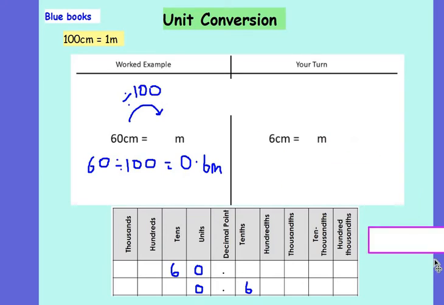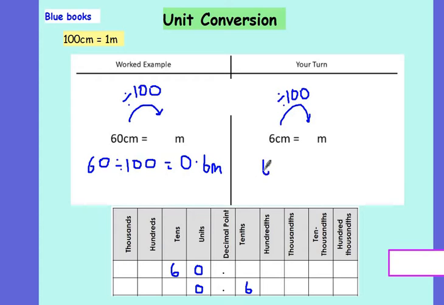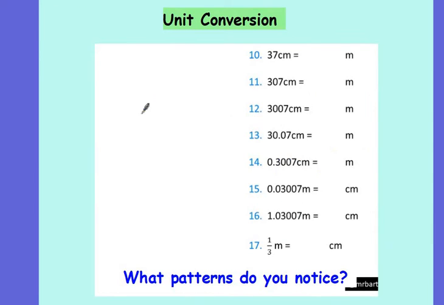Over to you, Year 9. In your dark blue books, can you convert 6 centimetres to metres for me? Pause the video and work that out now, please. Okay, so we're still converting from centimetres to metres, so we still need to divide by 100. So Josh, what's 6 divided by 100 for me? Great, 0.06 metres. Splendid.